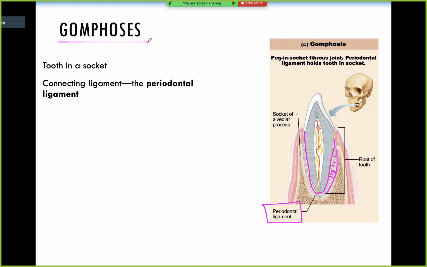of joint a gomphoses. Now let me ask you a question, and you can answer it to yourself. Do you think this joint should have any type of movement in it? No, it should not. Otherwise your teeth would be really loose, which means we call this a synarthroses. Remember, synarthroses means no movement.